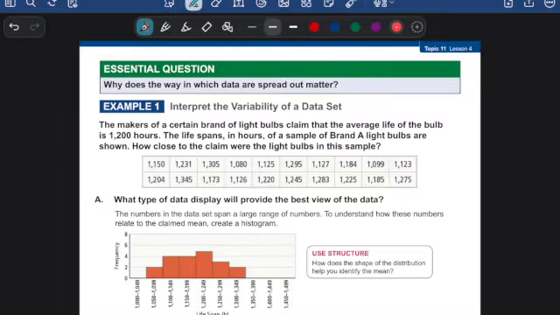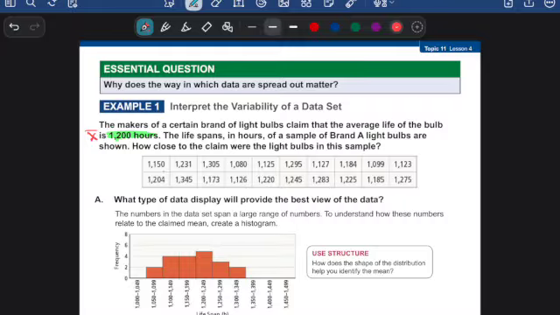Example 1, interpret the variability of a data set. The makers of a certain brand of light bulbs claim that the average life of the bulb is 1,200 hours. So here is our mean. We could say that's x-bar, x with the line over it. The lifespans in hours of a sample of brand A light bulbs are shown. How close to the claim were the light bulbs in this sample? Or how close is the data to the mean?